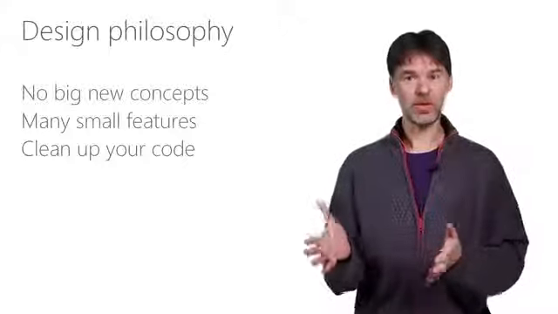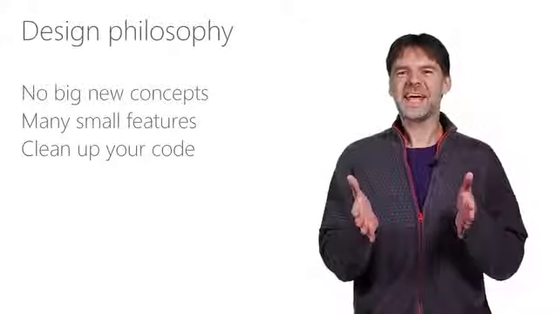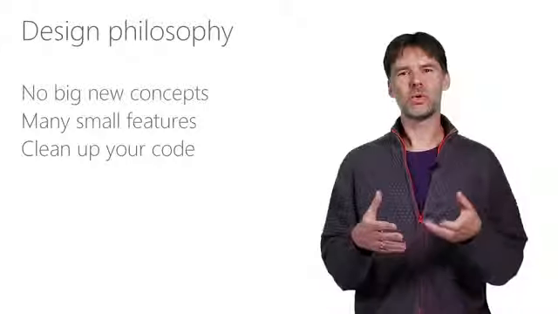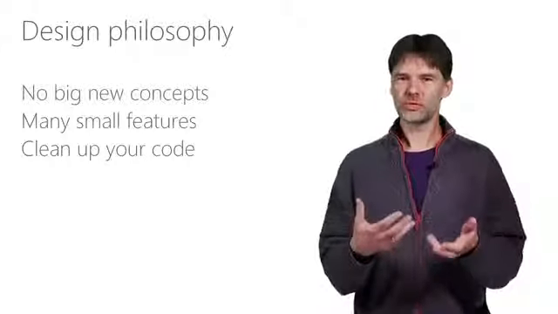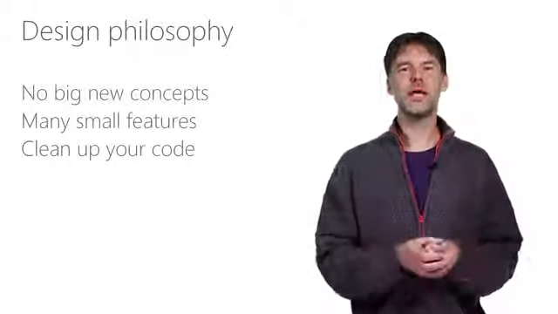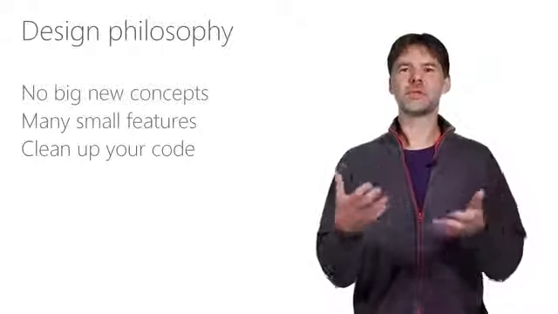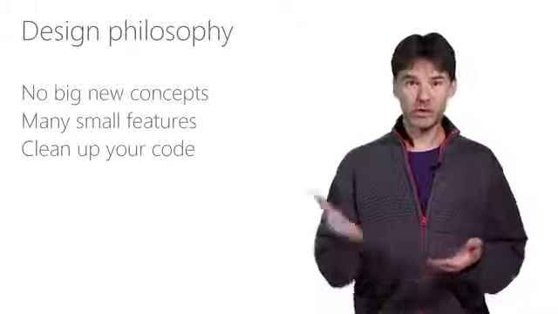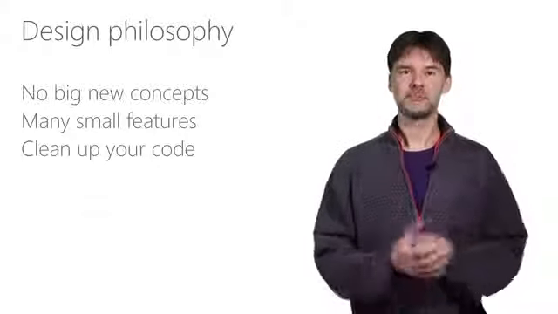In C# 6, as we call it, we haven't really added any big new concepts that you have to wrap your head around. It's more a list of small, useful features that help clean up your code and get rid of the boilerplate that gets in the way of expressing your intent clearly. So let's go through this list and have a look.